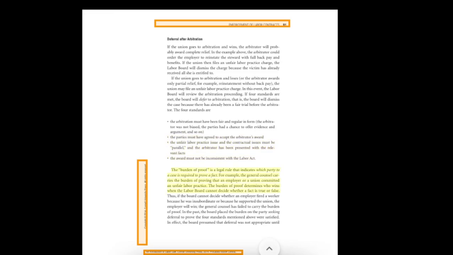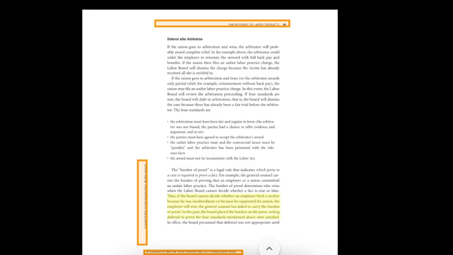The burden of proof is a legal rule that indicates which party to a case is required to prove a fact. For example, the General Counsel carries the burden of proving that an employer or union committed an unfair labor practice. The burden of proof determines who wins when the labor board cannot decide whether a fact is true or false. Thus, if the board cannot decide whether an employer fired a worker because he was insubordinate or because he supported the union, the employer will win. The General Counsel has failed to carry the burden of proof.